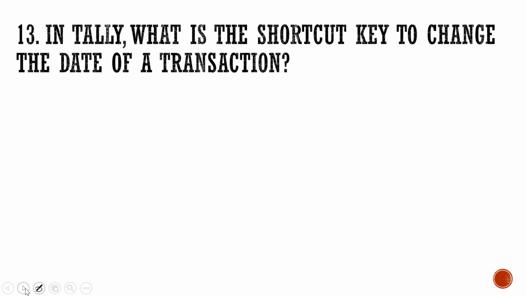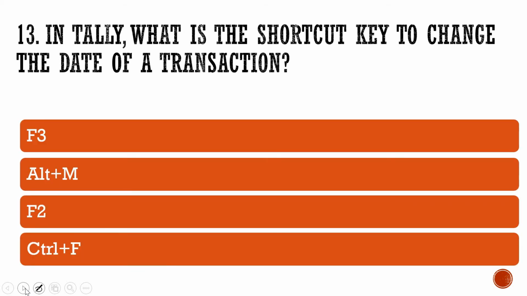Next question: in Tally, what is the shortcut key to change the date of a transaction? To change or alter the date, always remember that you have to press F2. F2 is the shortcut key. If you press F2, the date window will appear, so you can enter the date or alter the date.